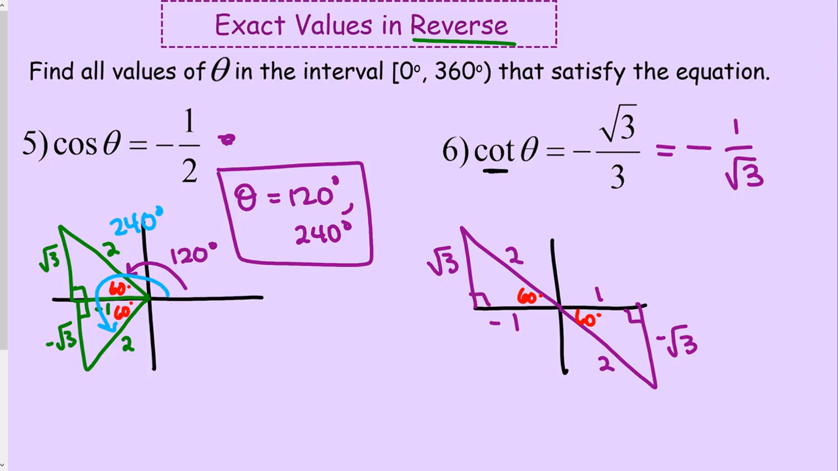That's okay. So that means this angle right here is 120 degrees, so that's one of our answers. And then all the way around to here would be 300 degrees. So that's another one of our answers. So theta equals 120 degrees or 300 degrees.